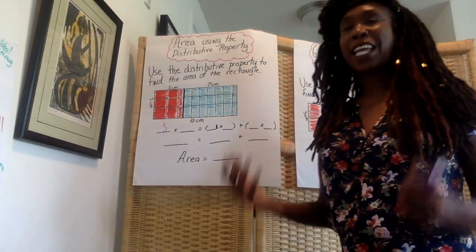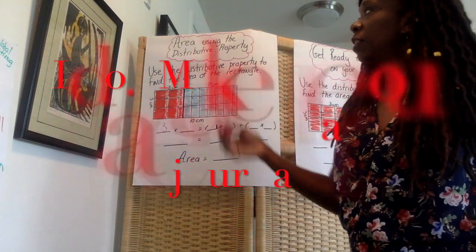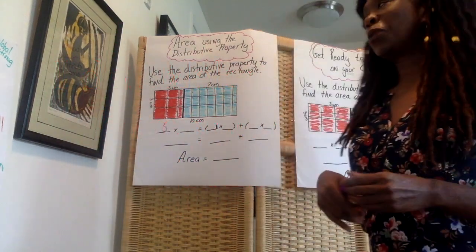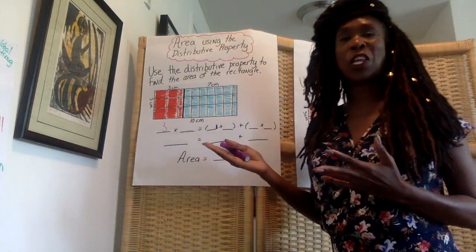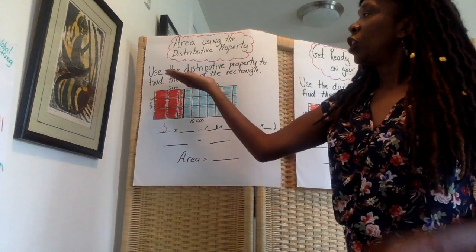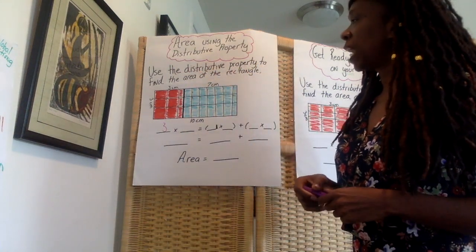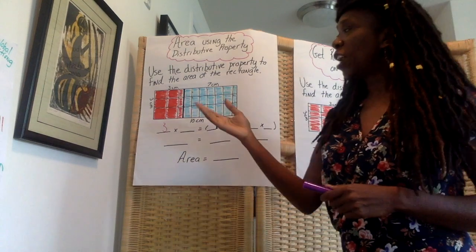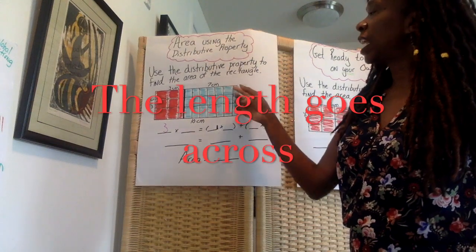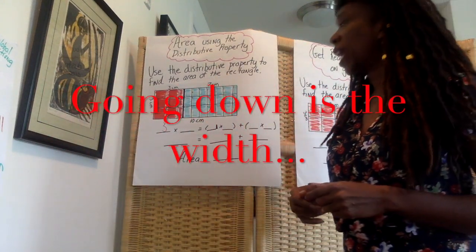It's time for our next part for our week 7. Area using the distributive property. Make sure you have your math journal so you can write down my example, and then you will be doing one on your very own. Use the distributive property to find the area of the rectangle. So right here we have our rectangle. Going all the way across is our length, and then going down is our width.